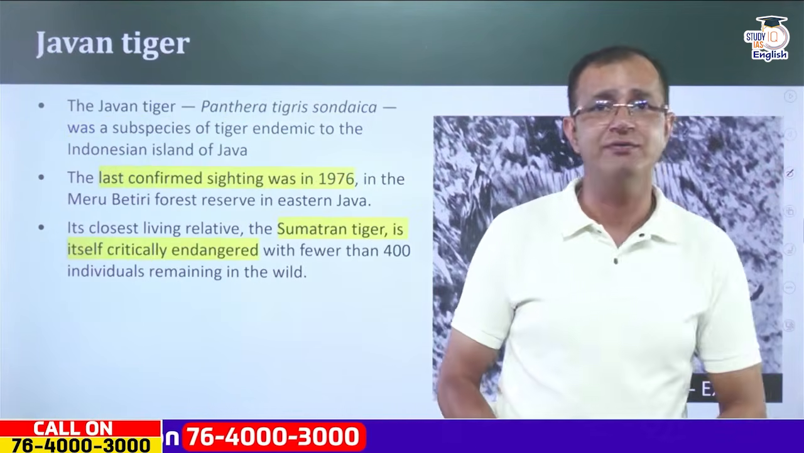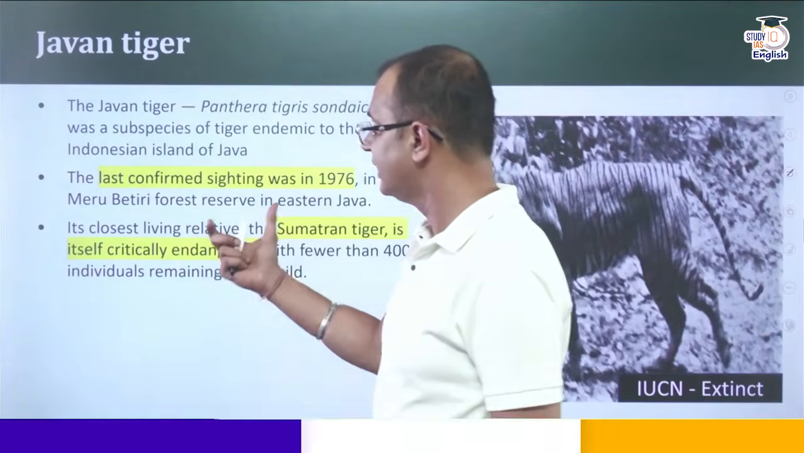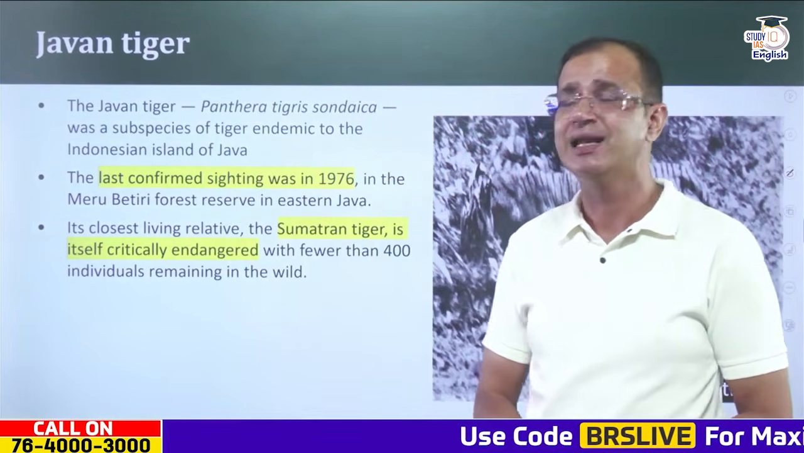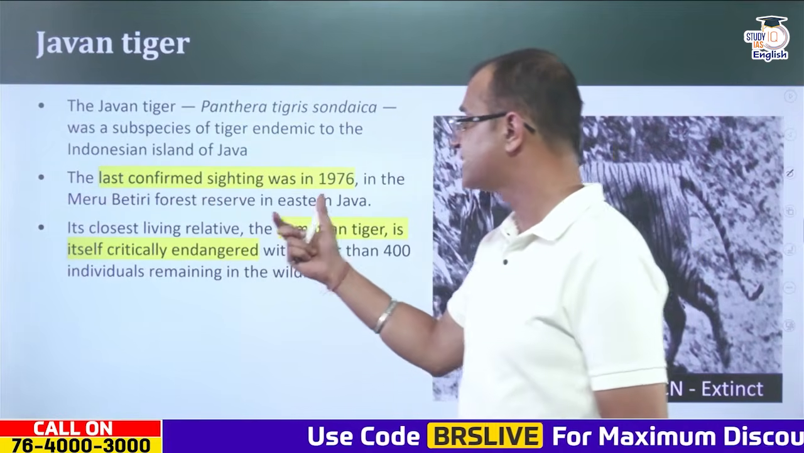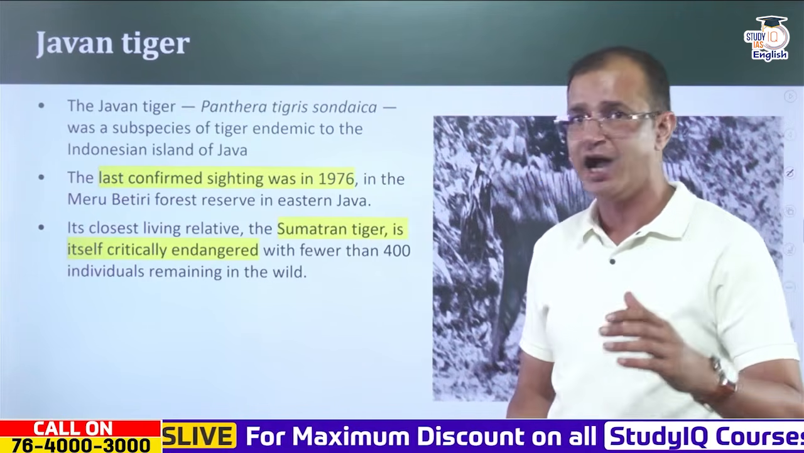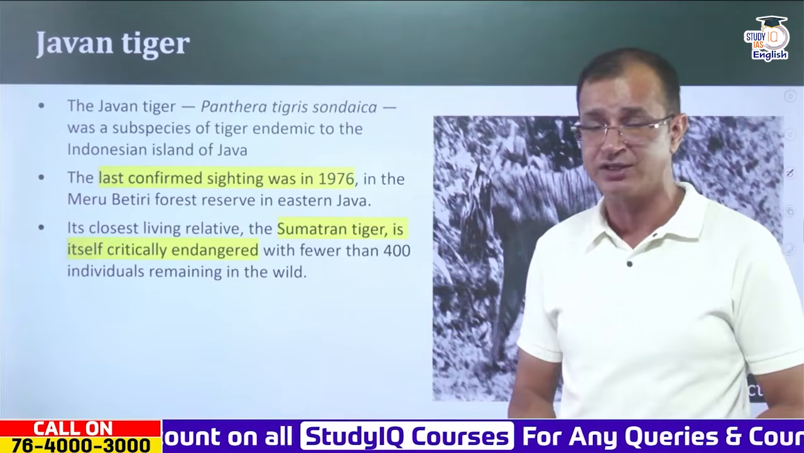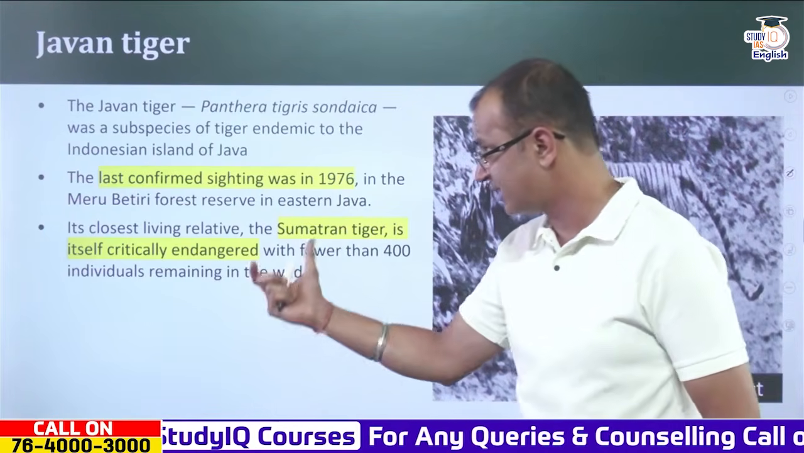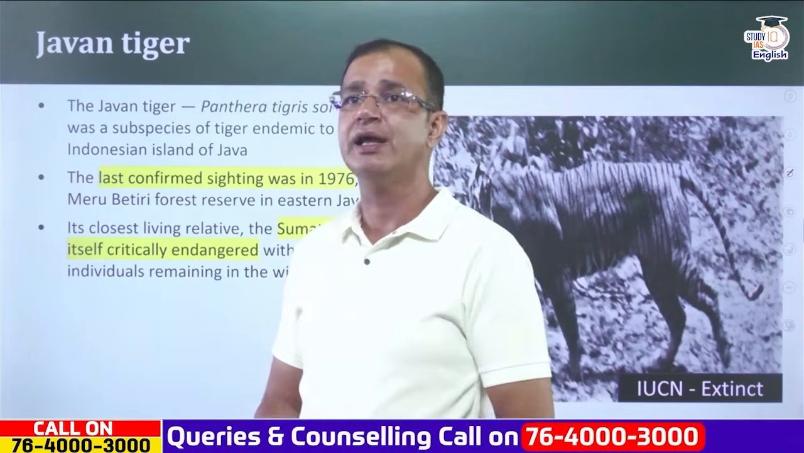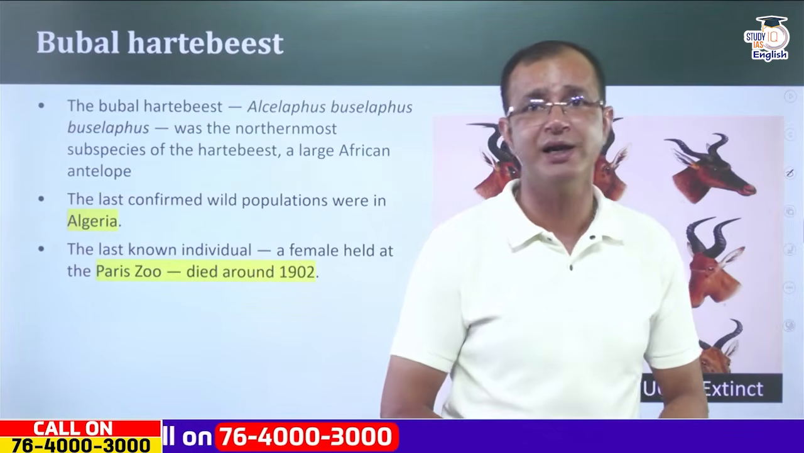Now, the next species that we have lost and is extinct is the Javan tiger. The Javan tiger is a subspecies of the tiger that is endemic to the Indonesian island of Java. The last confirmed sighting was in 1976 in the Meru Betiri Forest Reserve in eastern Java, and its closest living relative is the Sumatran tiger, which is again critically endangered, with fewer than 400 individuals remaining in the wild. And this is again a species that we have lost because of human action.